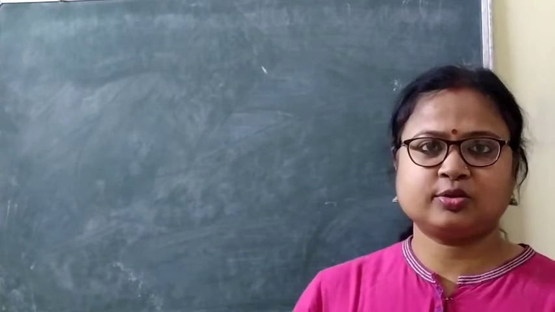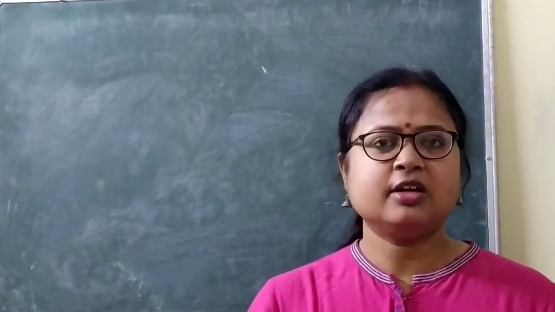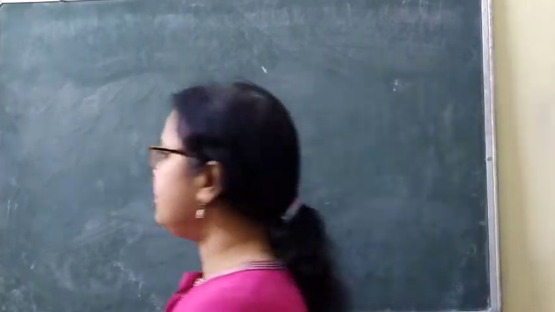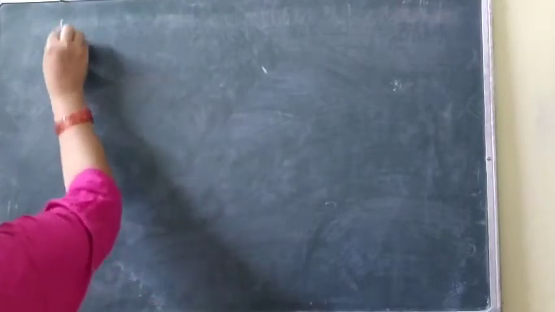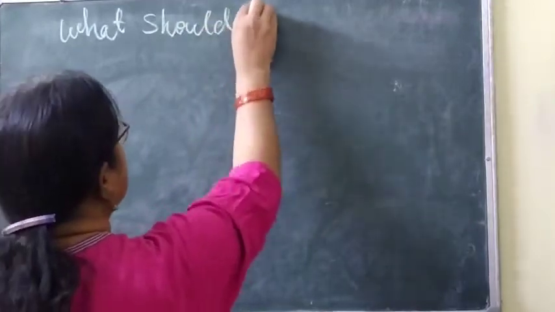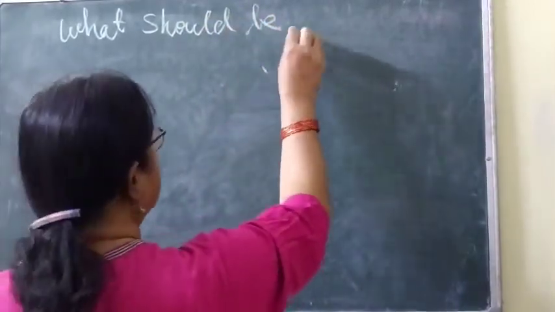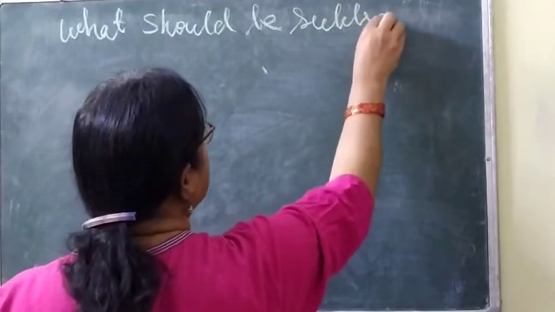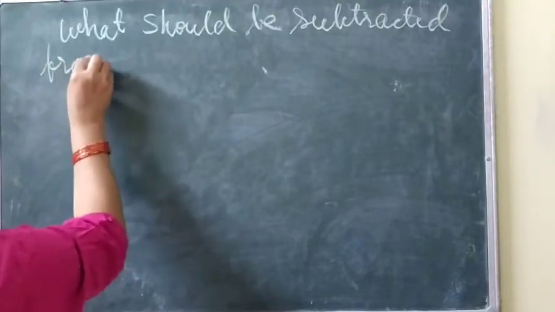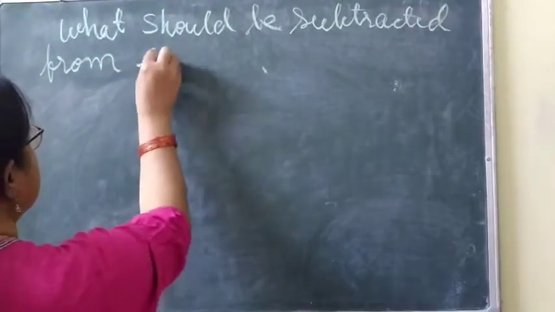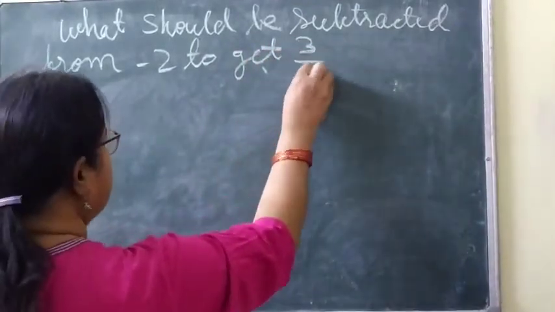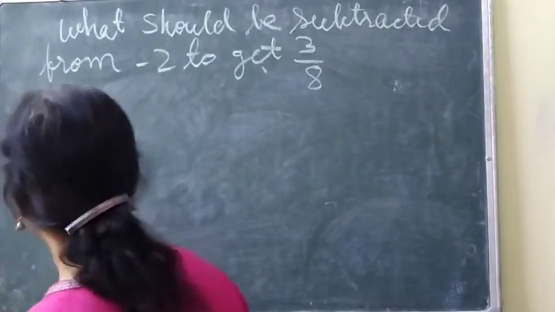Now let's do the next question. Clear? This is also based on subtraction, but you will get the number different and you will get the sign different. Clear? So let's do it. The question is: what should be subtracted from minus 2 to get 3 by 8? Clear? This is the question.